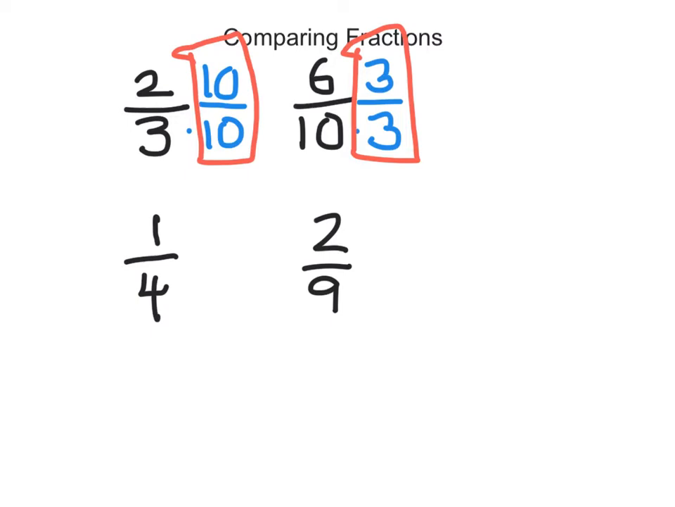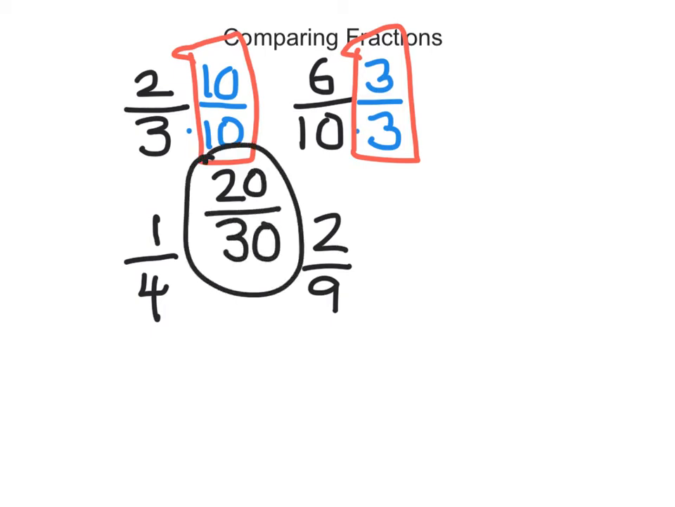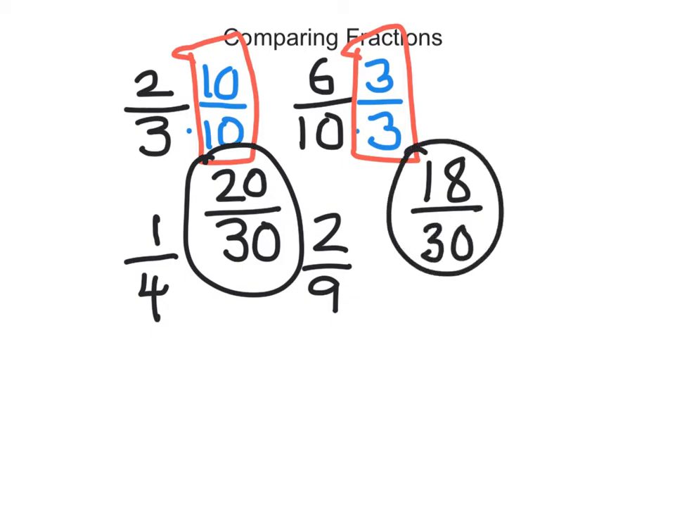So 2/3 multiplied by 10 over 10 will give us the fraction 20 over 30. And 6 over 10 times 3 over 3 will give us the fraction 18 over 30. And so now we can see which fraction is greater. 20 over 30 is greater than 18 over 30, therefore 2/3 must be greater than 6/10.